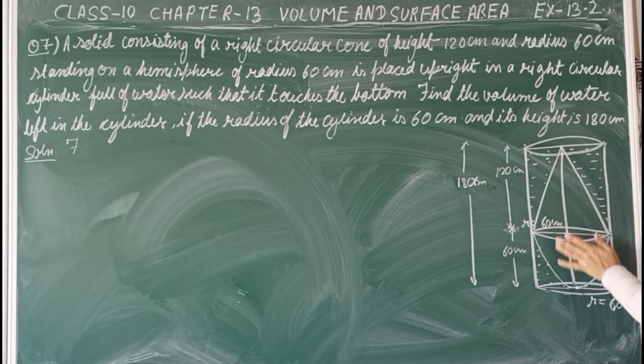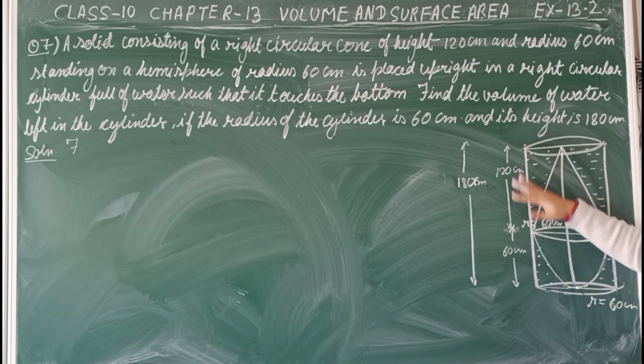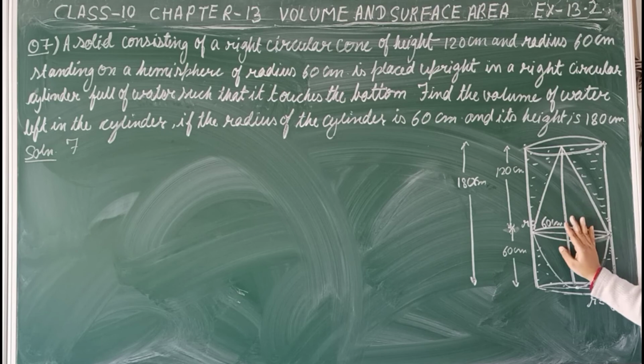Find the volume of the water left in the cylinder. So the volume of the water left in the cylinder will be equal to the total volume of the cylinder minus the volume of this solid. Now the volume of this solid will be the volume of this cone plus the volume of this hemisphere.